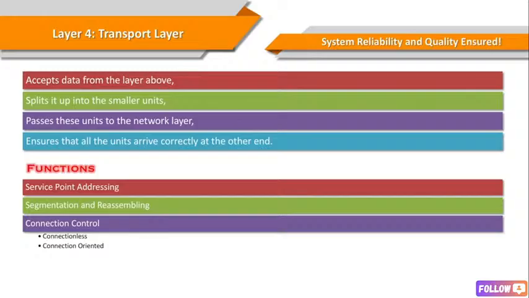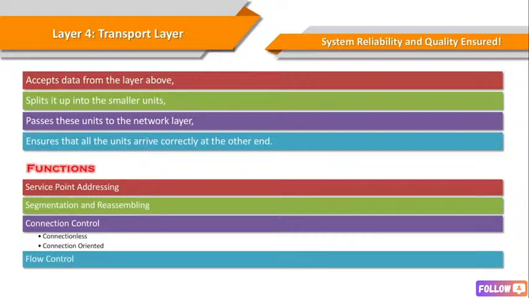Connection control. It includes two types. Connectionless transport layer. Each segment is considered as an independent packet and delivered to the transport layer at the destination machine. Connection-oriented transport layer. Before delivering packets, connection is made with the transport layer at the destination machine. Flow control. In this layer, flow control is performed end-to-end. The rate of data transmission between two nodes must sometimes be managed to prevent a fast sender from transmitting more data than can be supported by the receiving data buffer, causing a buffer overrun, and we don't want that.